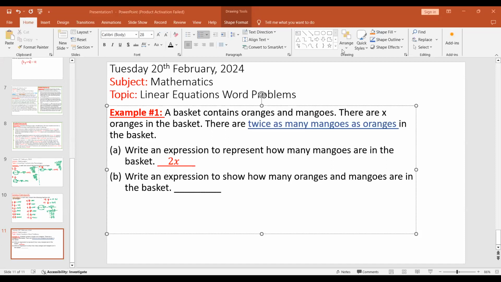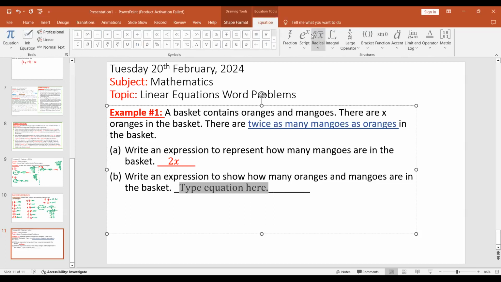Good afternoon. How many oranges are in the basket based on the question? Anyone can answer. No one? Let me call on names then. Aaliyah, how many oranges are in the basket? X. Yeah, X, very good. There are X oranges in the basket. So that's the first thing I'm gonna write, X. So there are X oranges.